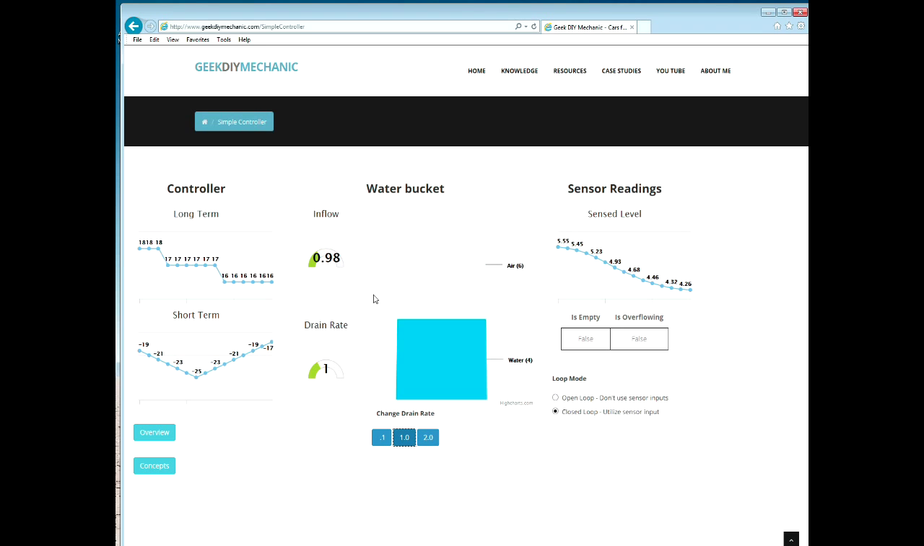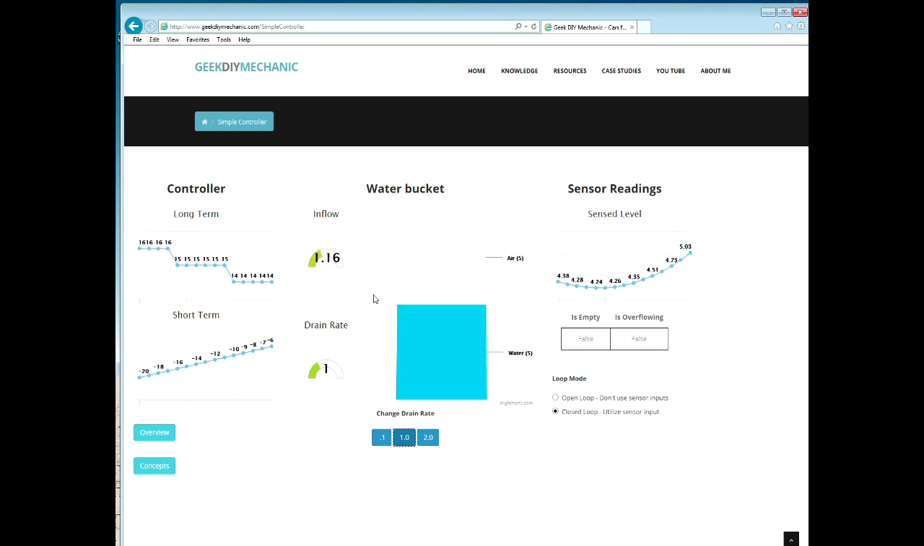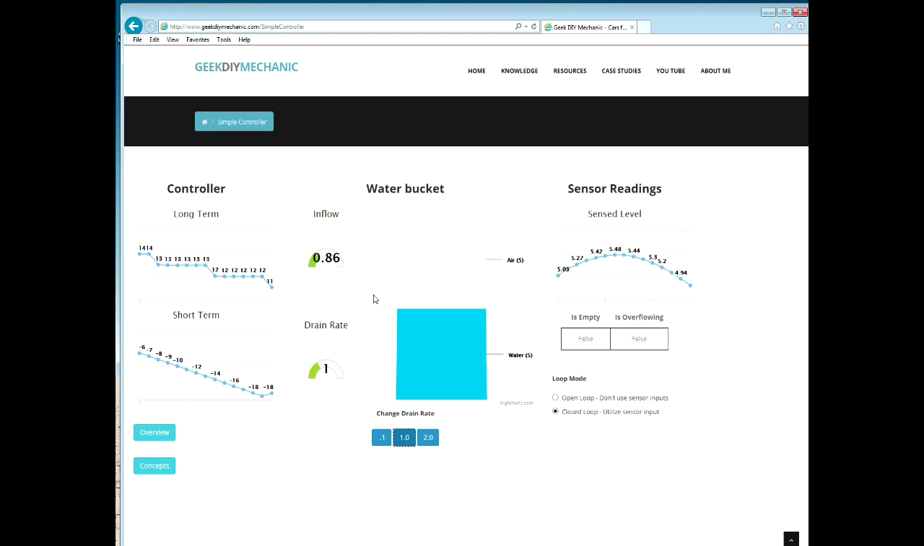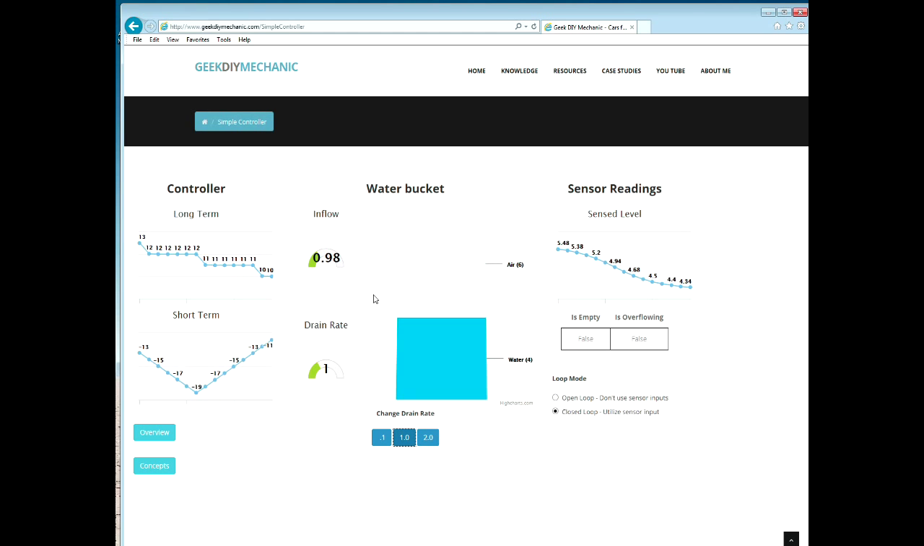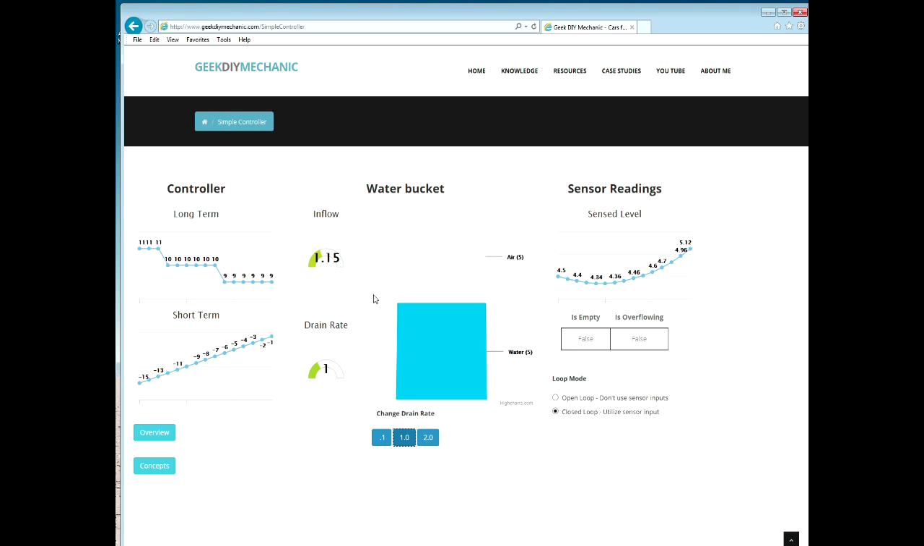In this case, it's healing itself. It's getting back to its known state. It's tuned to be at a specific setting. It was tuned. Remember I said up front, this controller was modeled that the inflow is 1 and the drain rate is 1. So let's see what happens when it finally gets to steady state, meaning long-term and short-term are consistent and the sensed level is consistent. What's gonna happen? We're almost there.